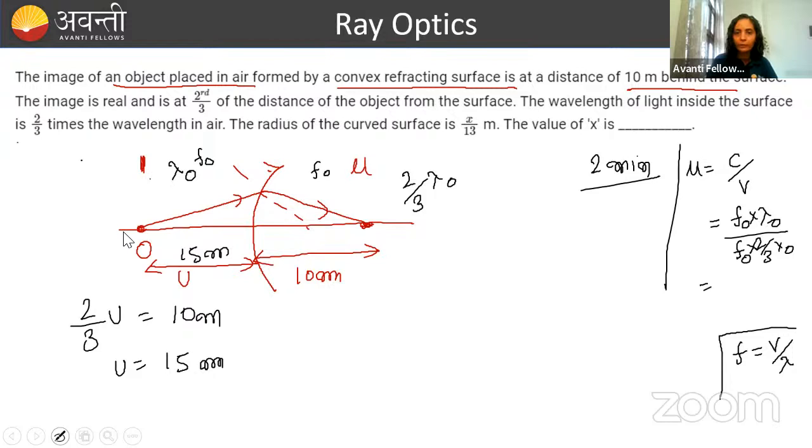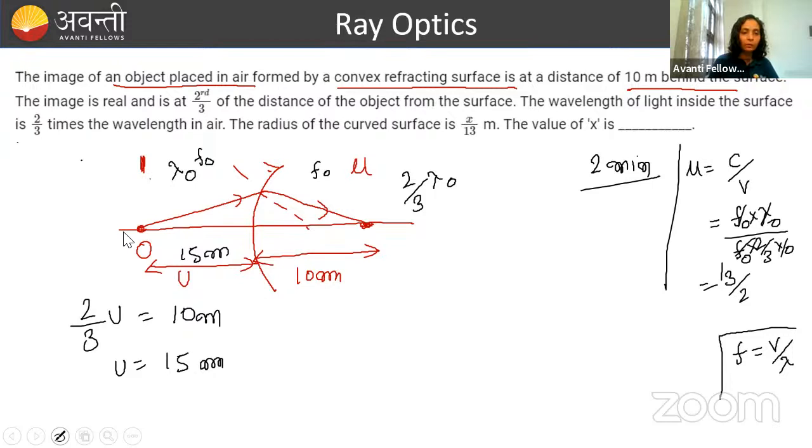If you solve it, f naught and lambda naught will get cancelled, and we will be left with 3 by 2. So what is 3 by 2 here? This is the refractive index. So the refractive index is also known. We need to calculate R, and now the question is very simple. We can easily calculate R by using the formula.